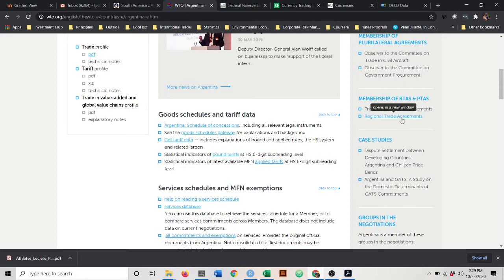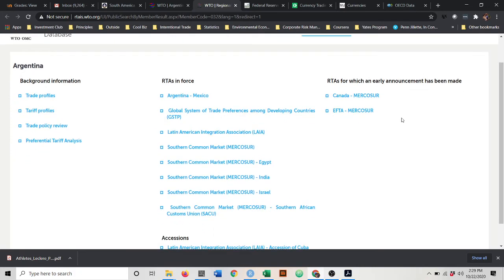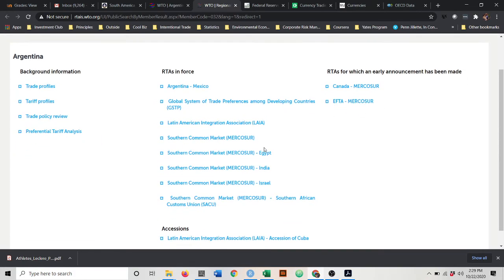So if we look at regional trade agreements for Argentina, we can see some of the groups that they belong to. It's pretty interesting to see, right? Some of these groups, just take a look, and it makes a lot of sense, especially the South American groups that they belong to. So there you go. You can have an idea there. Again, that helps tell that story.